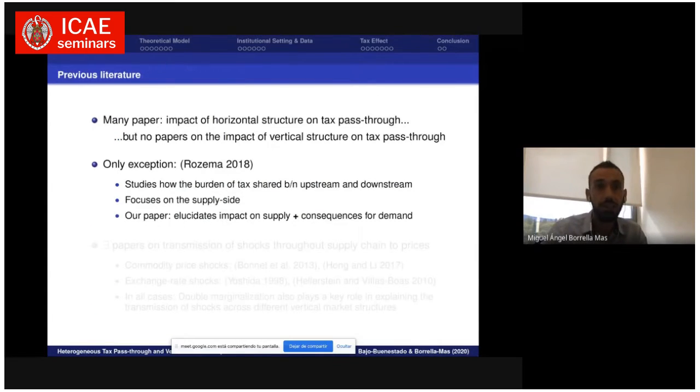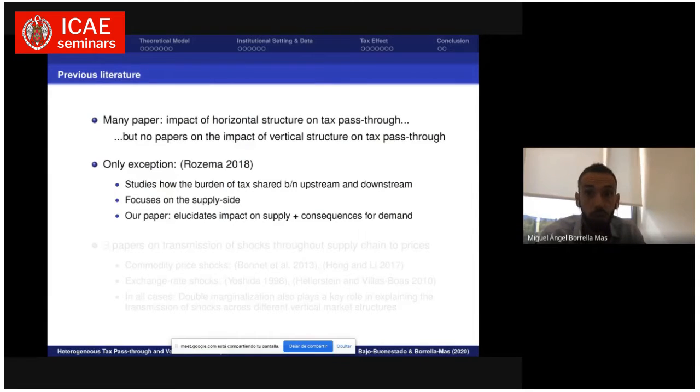Finally, to finish the introduction, basically with the previous literature, many papers have focused on the impact of the horizontal structure of the tax pass-through, but there are no papers on the impact of the vertical structure on this tax pass-through. To the best of our knowledge, there is only one exception, Rosema in 2018. In this study, the author focuses on the supply side to check how the burden of a tax is shared between the upstream and the downstream firm.